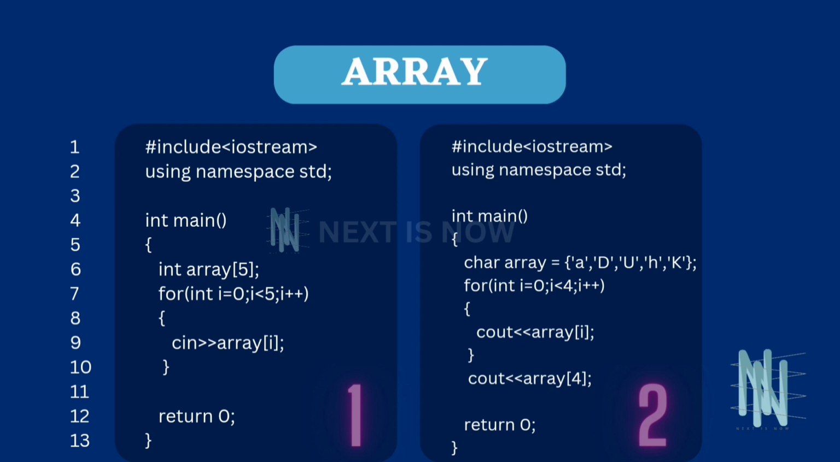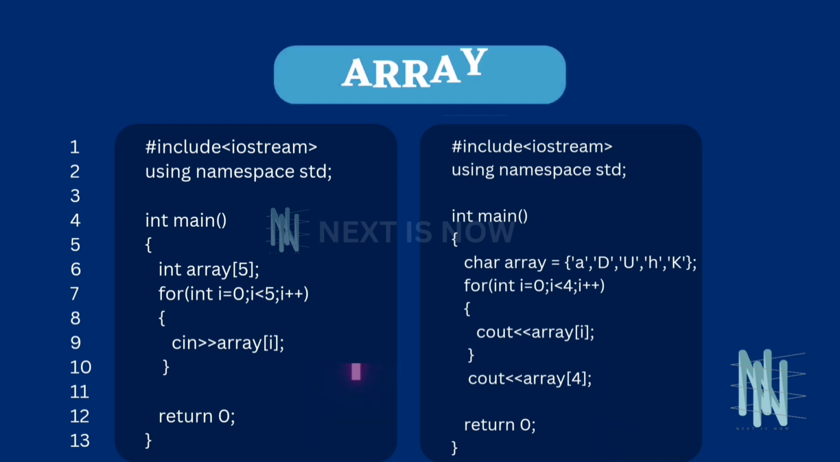In the first block, you can see we had initialized the array in the sixth line, int array 5. So here we have initialized an array of type int of size 5. Alright, and there we had used a for loop to take the input of the array.